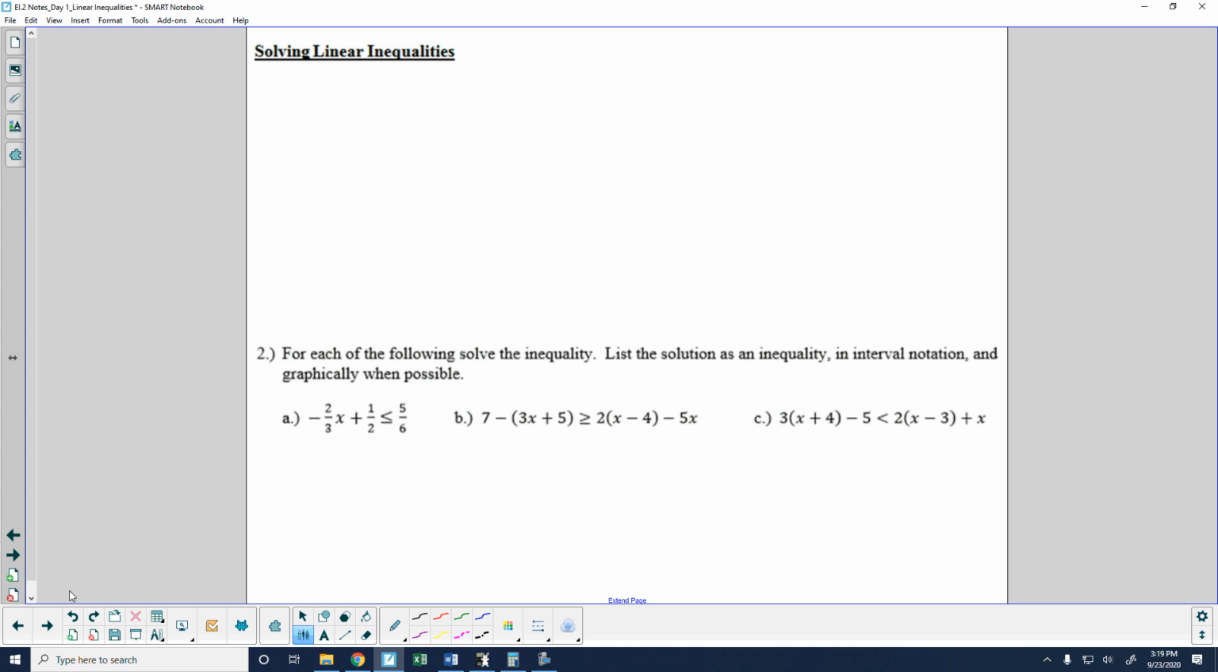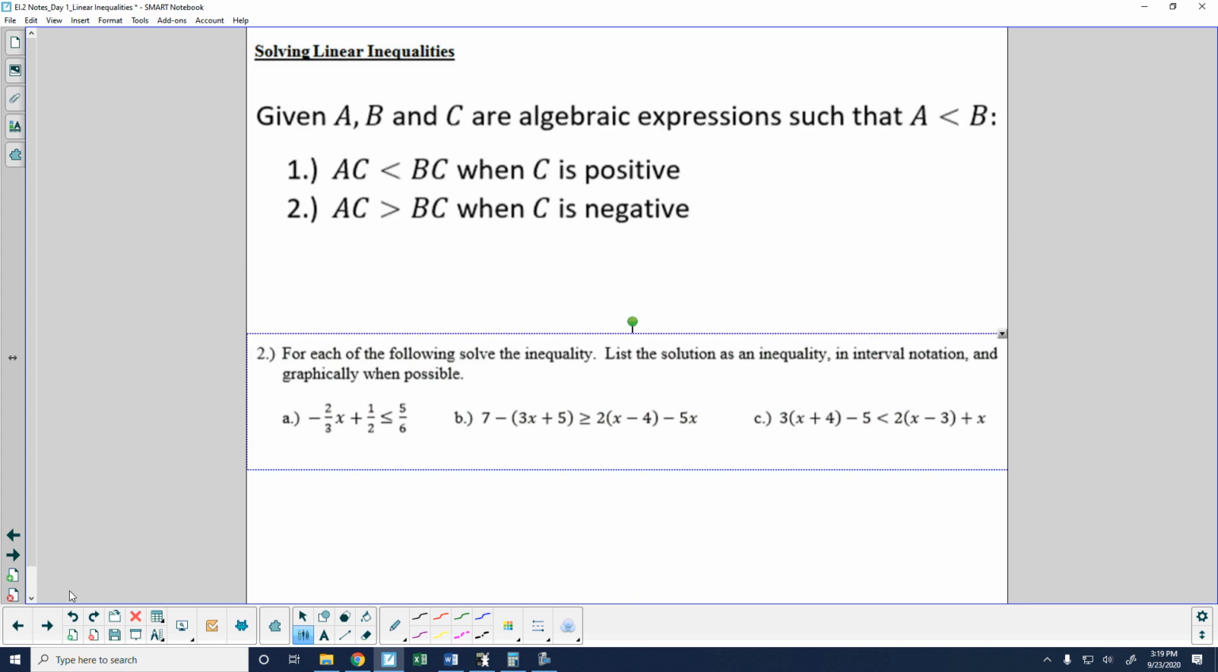Solving linear inequalities is pretty much the same process as solving a linear equation. There's one very slight difference. And that difference comes through this property that we have displayed. So it says given A, B, and C are algebraic expressions, so A, B, and C could be numbers, they could be variables, such that A is less than B. We know A is less than B. A times C is going to be less than B times C when C is positive.